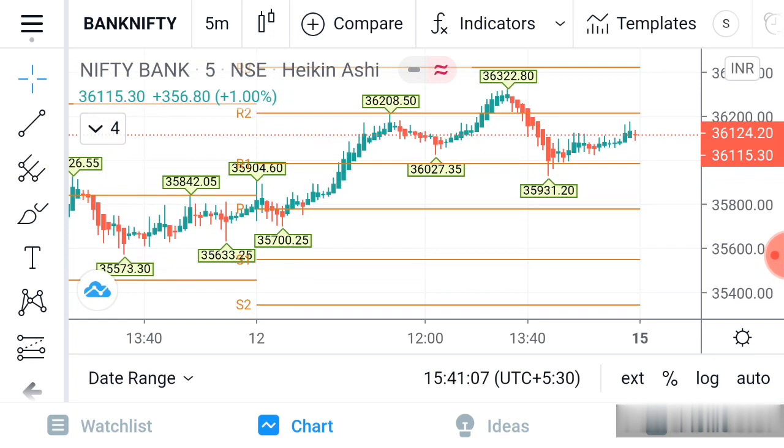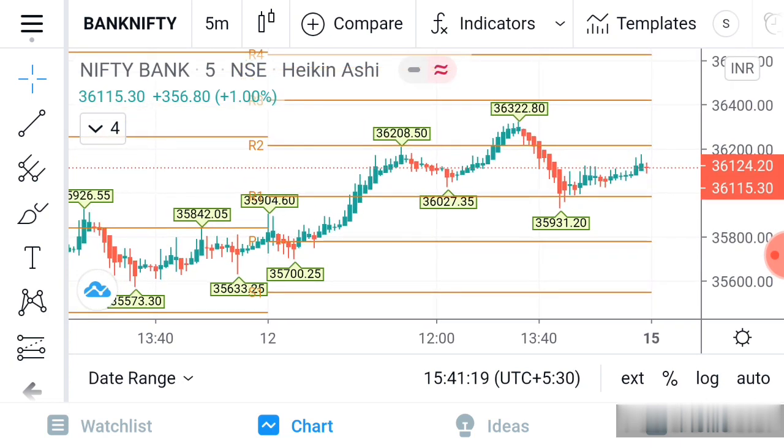Most of the people go manually and draw, and you have to waste a lot of time in order to identify the support and resistance. But if you go to sync trading, automatically you will get all the support and resistance. Now you can see all the support and resistance has been added to your chart.